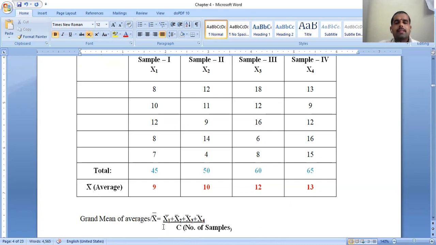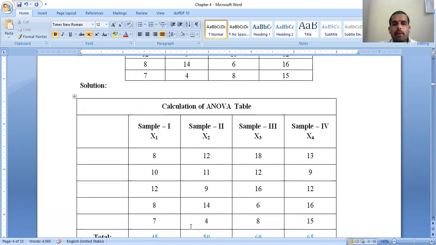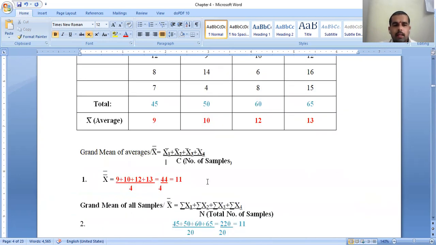divided by C, that is number of samples. That is, x double bar is equal to x bar 1 value is 9 here, x bar 2 value is 10, x bar 3 value is 12, x bar 4 value is 13, divided by C. C is nothing but number of samples here. How many samples are there here? Sample 1, sample 2, sample 3, sample 4. Only 4 samples are there. That is 44 divided by 4, that is 11.